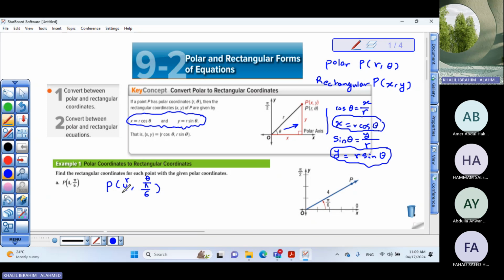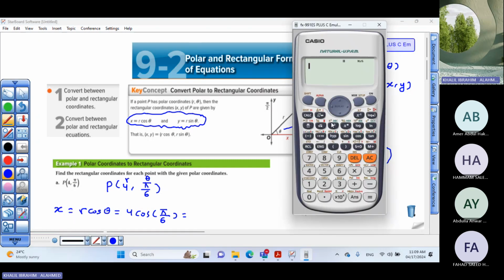We have a point represented in polar coordinates. This is r equals 4, but theta equals pi over 6. How to find x? x equals r cosine theta. Where is r? 4. 4 cosine pi over 6. We can use a calculator to find this. I will show you how to use the calculator.